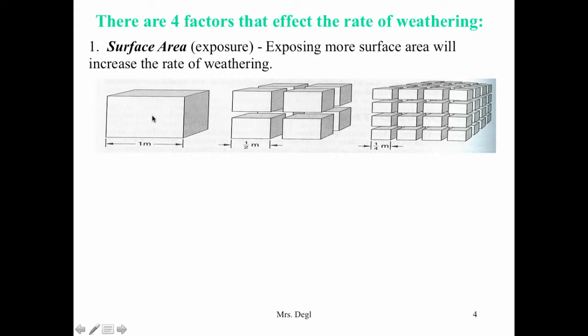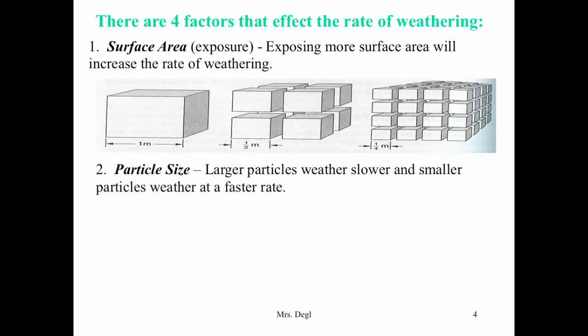Look, on here you have what? 1, 2, 3, 4, 5, 6 sides on a cube. But if I break that one cube into 8, multiply 8 by 6, then multiply that by 64. See how the surface area is increasing. The more surface area there is, the more it is going to increase the rate of weathering.